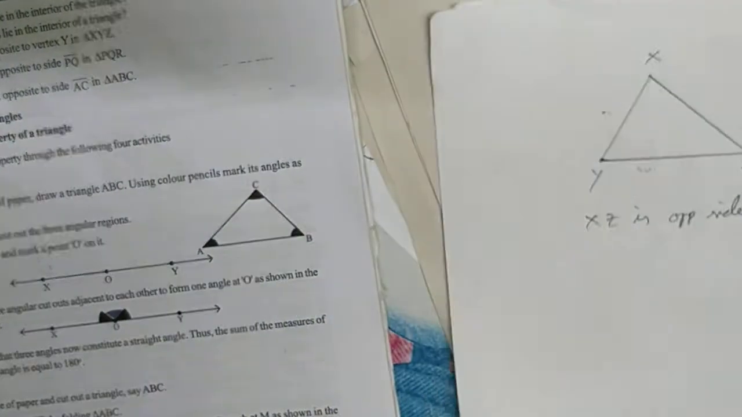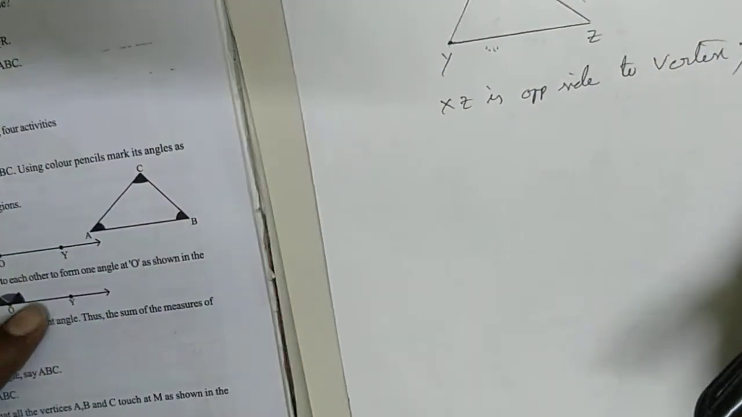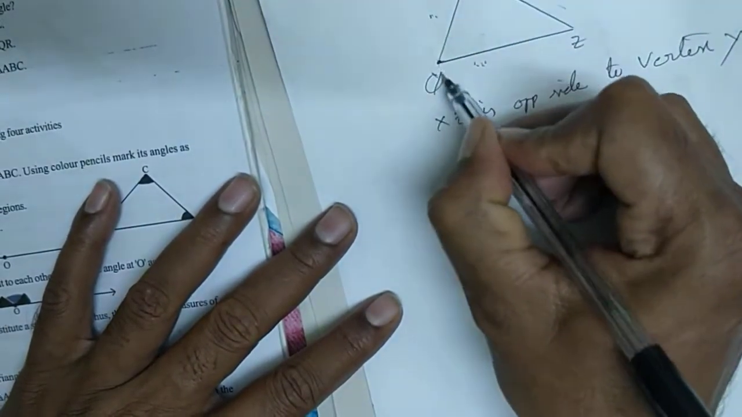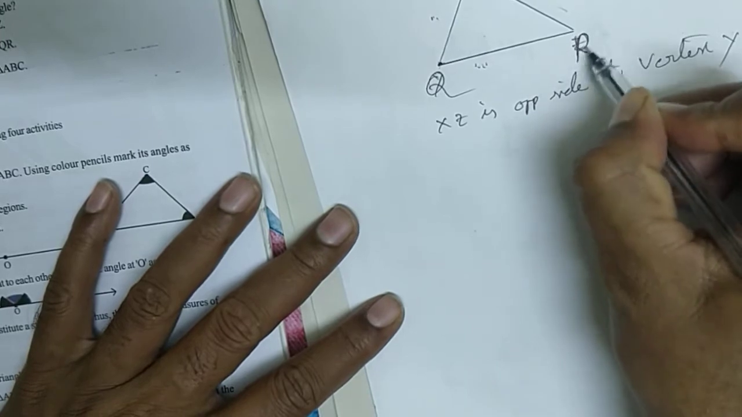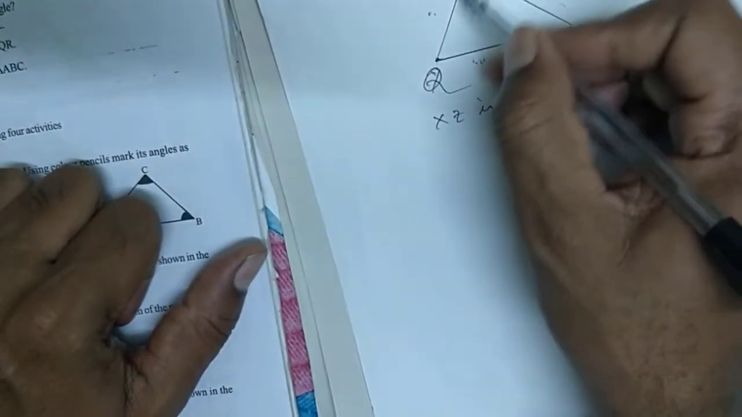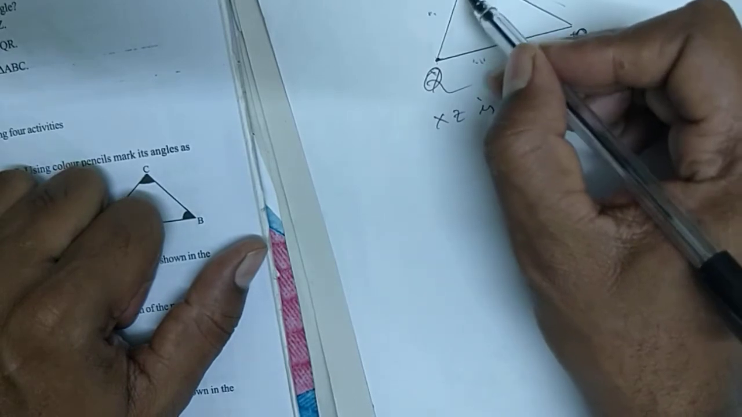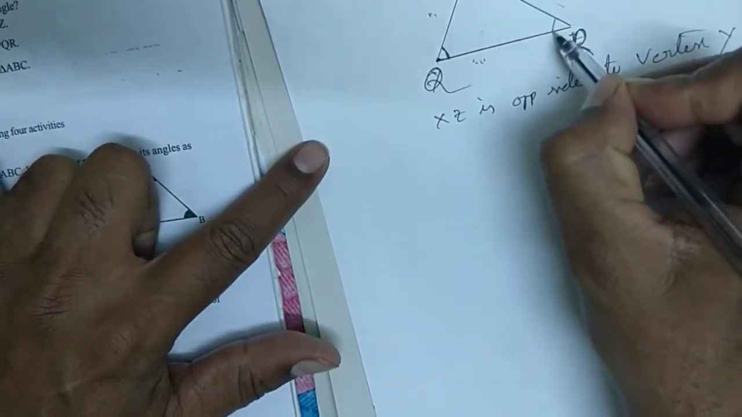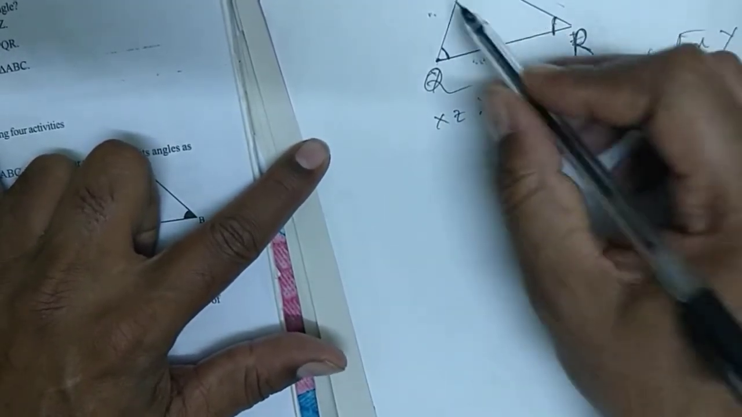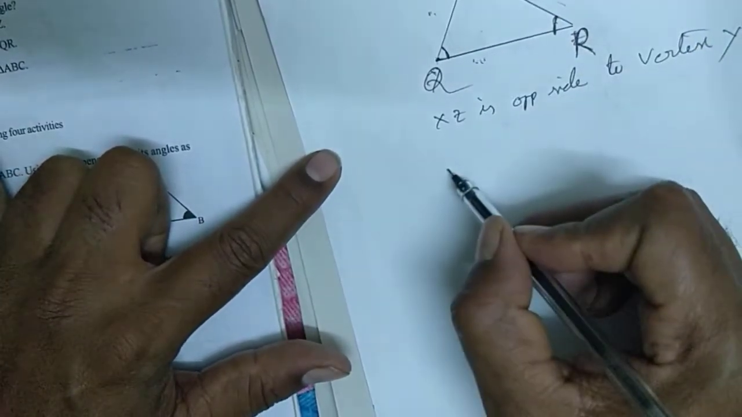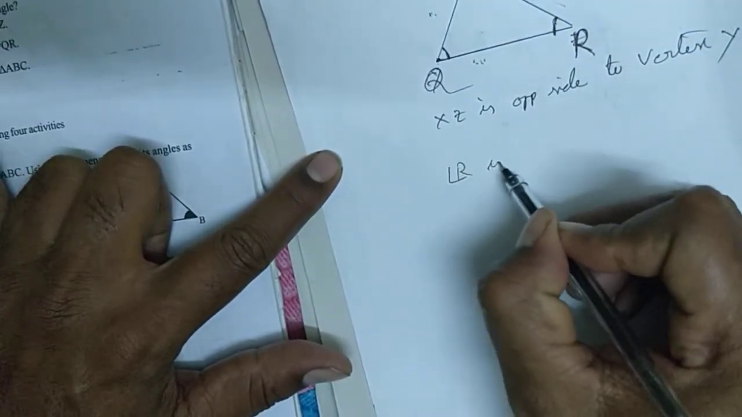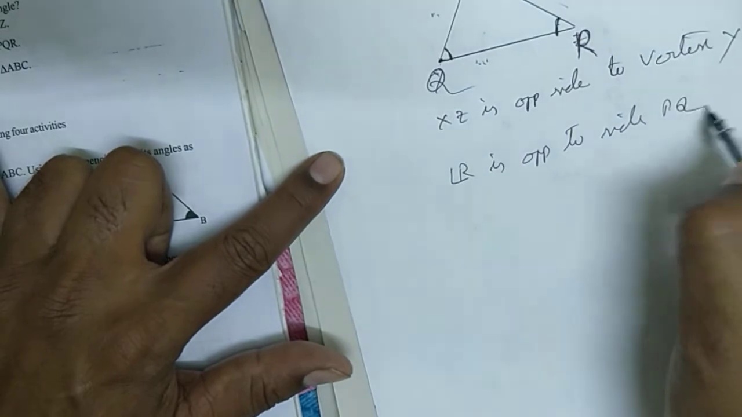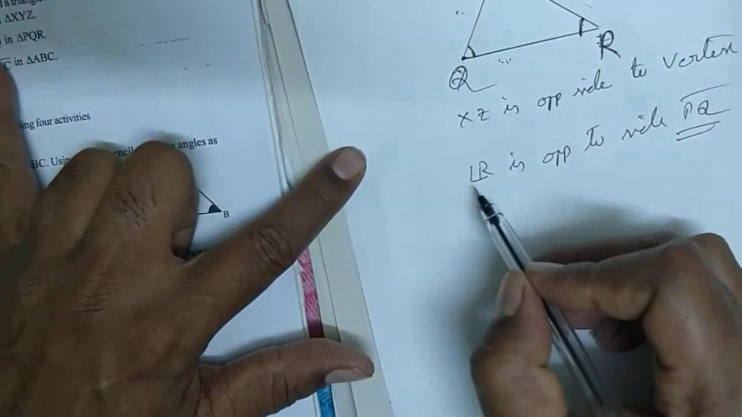Okay. Next, what he is asking: write the angle opposite to side PQ. Here I am just changing the names. I am writing PQR here. PQ is a side. The angle opposite to side PQ: P is an angle, Q is an angle, R is an angle. This angle R is opposite to side PQ, yes or no? So for side PQ, the opposite angle is angle R.